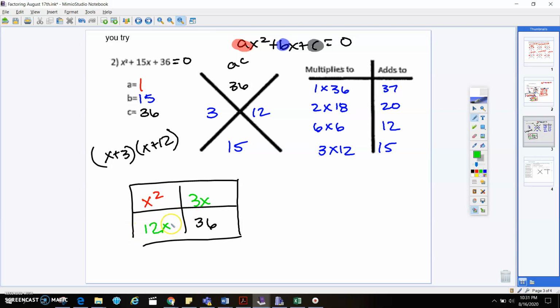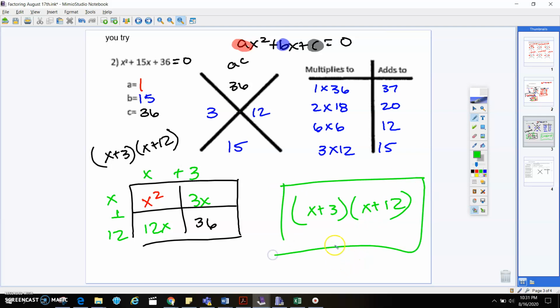I'm going to take my greatest common factor from the rows and columns. So from this column, I've got an x. From this column, I got a 3. From this row, I've got an x. And from this row, I've got a 12. So my final answer is going to be x plus 3 times x plus 12.